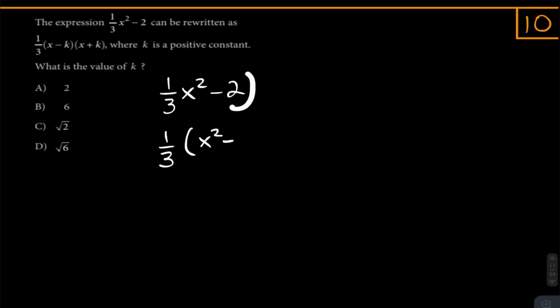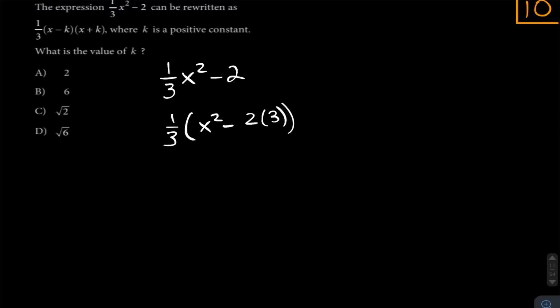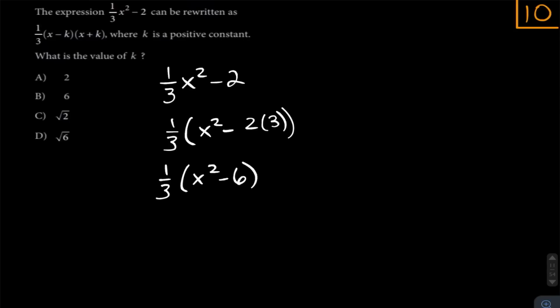And if you're wondering how to pull a 1/3 out of a 2, well, think about it. What happens if you were trying to pull a 3 out of a 2? Then you would get that 2/3. But if we're doing 1/3, it would just be the opposite. Instead of dividing 2 by 3, we're actually going to multiply by 3. Okay? And that's it. So 1/3 times x squared minus 6. Awesome. And now we have something.